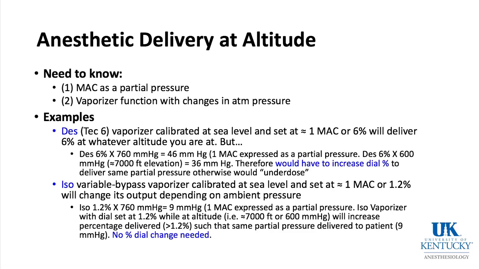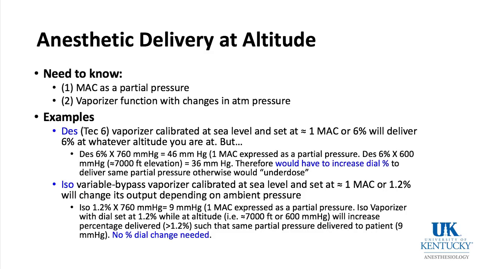Now, if you set the isoflurane vaporizer at the 1.2%, but you take it from sea level now up to 7,000 feet where the atmospheric pressure is only 600 millimeters of mercury, that then becomes 1.2% times 600, which is a lower partial pressure. But fortunately, I guess, we could say fortunately, the vaporizer changes its output. And so instead of 1.2%, it ups its output and keeps the same partial pressure delivered to the patient, or about 9 millimeters of mercury. So the isoflurane and the sevoflurane vaporizer kind of auto-regulate themselves and are constant partial pressure deliverers, but not constant percentage deliverers.